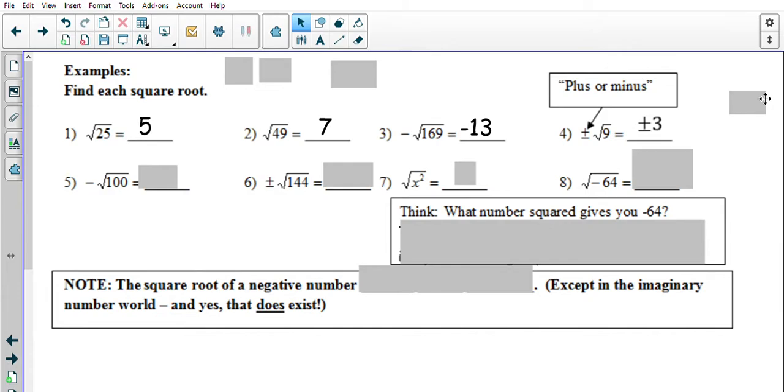Number 5, negative square root of 100. What number multiplied by itself gives you 100? If you were thinking 10, you're correct. Don't forget to pop that negative sign right in front.